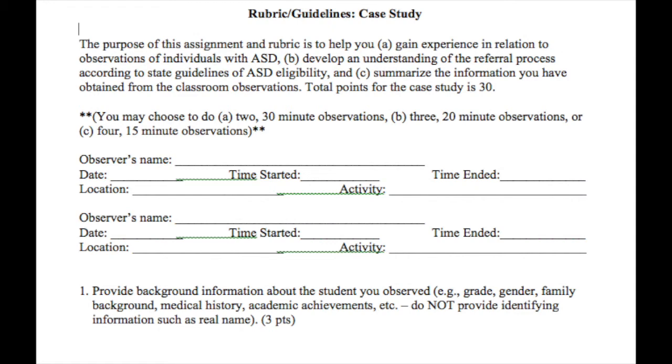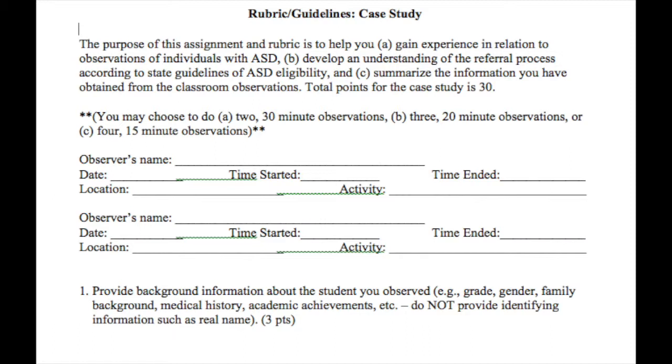This is the lecture explaining the case study assignment that you will need to do. The purpose of the assignment is pretty straightforward. It's to help you gain experience in observing individuals with autism. So when you observe them for this assignment, you should be looking at the three main categories of individuals with ASD, which is behavioral, communication, and social.